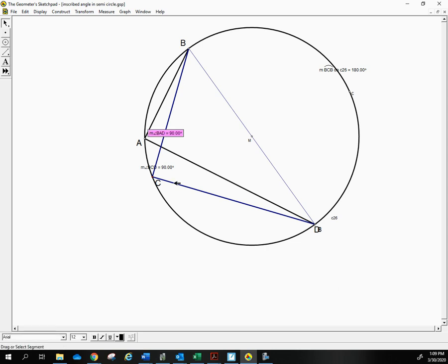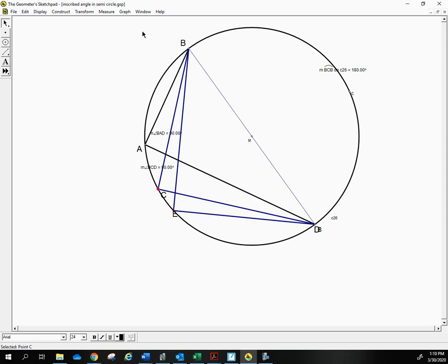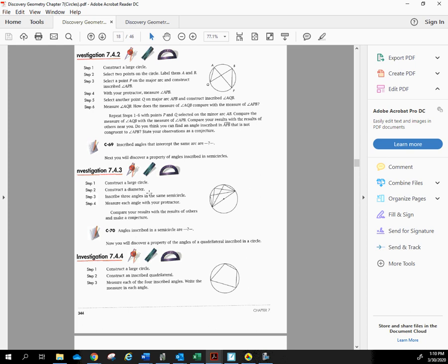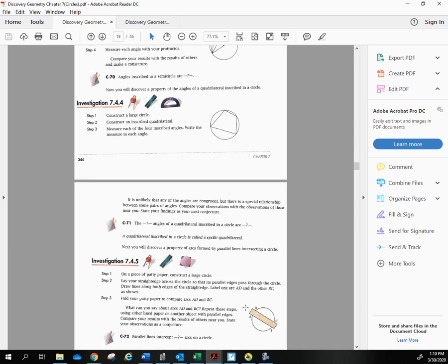But if you double that, no matter how many, I could put a third, I could put a fourth, no matter how many of these inscribed angles I put into a semicircle, as you can see as I move them around, they'll maintain at 90 degrees. So what that's saying is if I construct a large circle and construct the diameter, inscribed angles in a semicircle are going to be 90 degrees. Now, my last two are going to talk about an inscribed quadrilateral and then parallel lines.